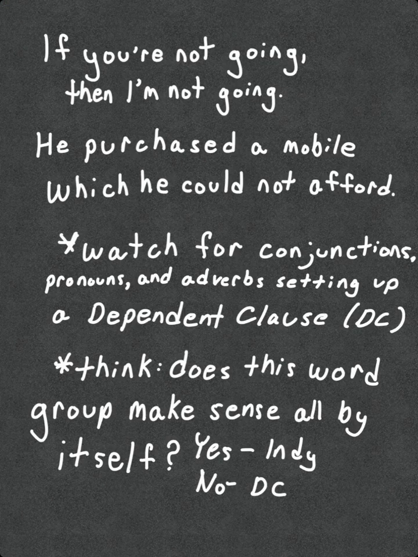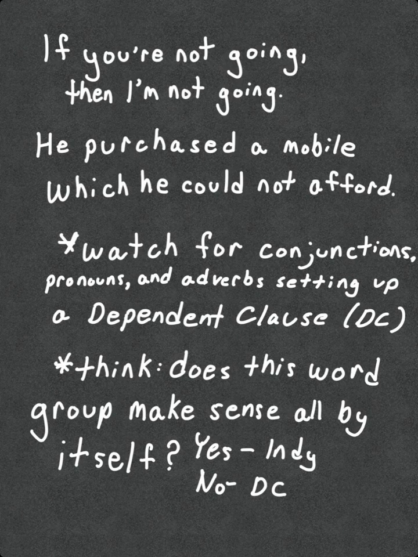If you're not going, then I'm not going. He purchased a mobile which he could not afford. Both these sentences contain an independent clause and a dependent clause. An independent clause is going to make sense on its own. A dependent clause needs help. So when we read these sentences as word groups, what group makes sense on its own and what needs help?